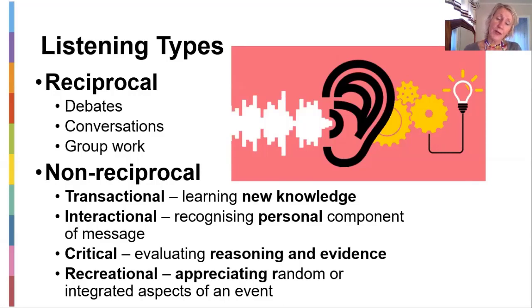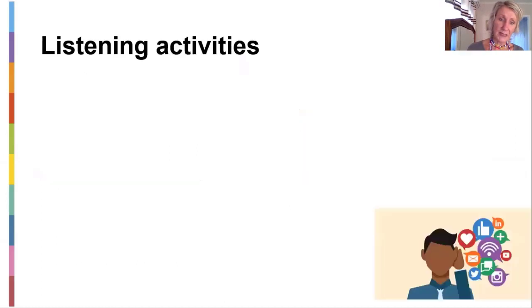Critical, where you're looking at the reasons and the evidence for what they say happened, an accident, how did it happen? Or recreational, a song, where you appreciate something random of an event and you can just say, oh, it was just such a nice experience, I just love the song, or like the way the person said the poem. So those are things that you would say.